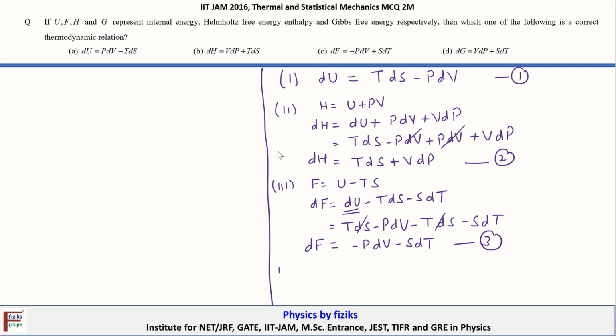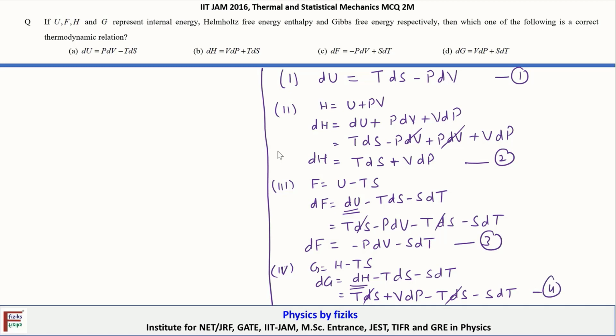Okay, similarly for the fourth case, the definition of the Gibbs free energy, G, is H minus TS. So this implies dG is equal to dH minus TdS minus SdT. Now substitute the value of dH from equation 2, that is TdS plus VdP, minus TdS minus SdT. So TdS and TdS will cancel with each other, so that dG is equal to VdP minus SdT. So this is our equation 4.